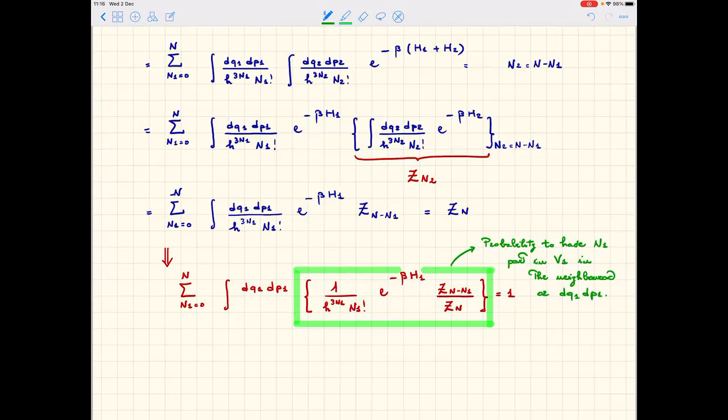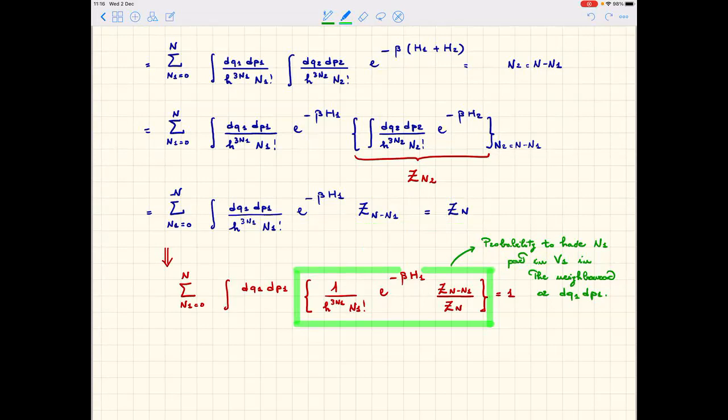Okay? Sorry, Professor. Yes. How did you get that expression in red? I lost it at that point. I just took what is written up here and I divided both sides by Zn. So in other words, I take this and I put it down here. You see? Yes. All right. So this is the probability distribution to have.